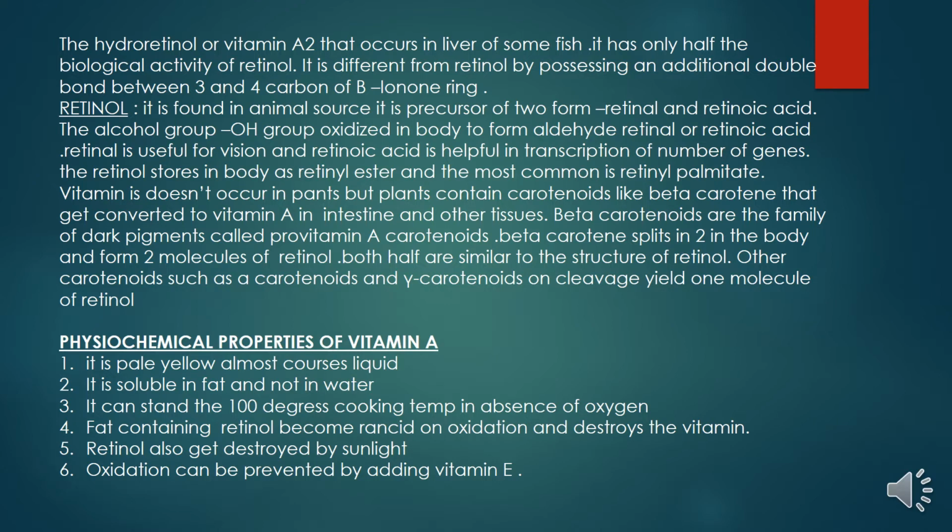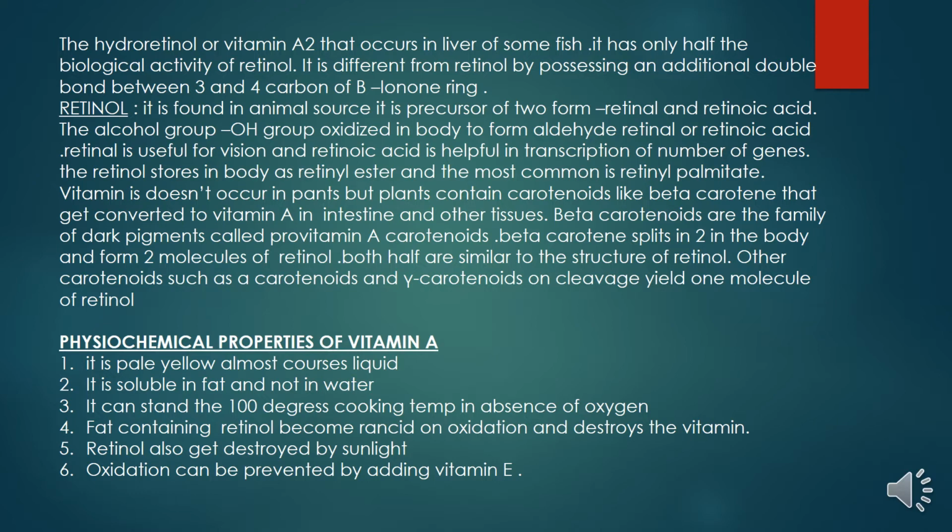Vitamin A does not occur in plants, but plants contain carotenoids like beta carotene that get converted into vitamin A in the intestine and other tissues. Beta carotenoids are a family of dark pigments called provitamin A carotenoids. Beta carotene splits into two in the body and forms two molecules of retinol, and both halves are similar to the structure of retinol. Other carotenoids such as alpha carotenoids and gamma carotenoids on cleavage yield one molecule of retinol.